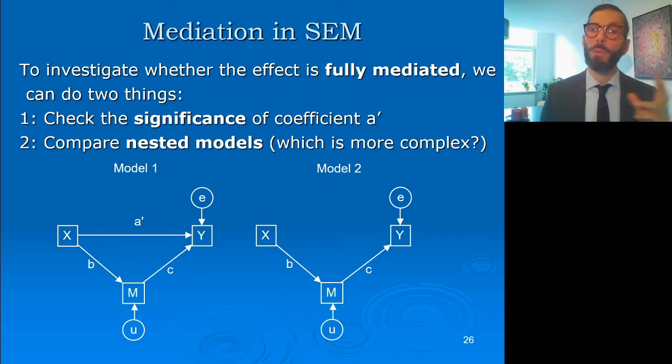The only difference between model 1 and model 2 is that the path A-accented has been constrained to be equal to zero. This means that model 2 is nested within model 1. Models like this can be compared statistically in a structural equation modeling context.